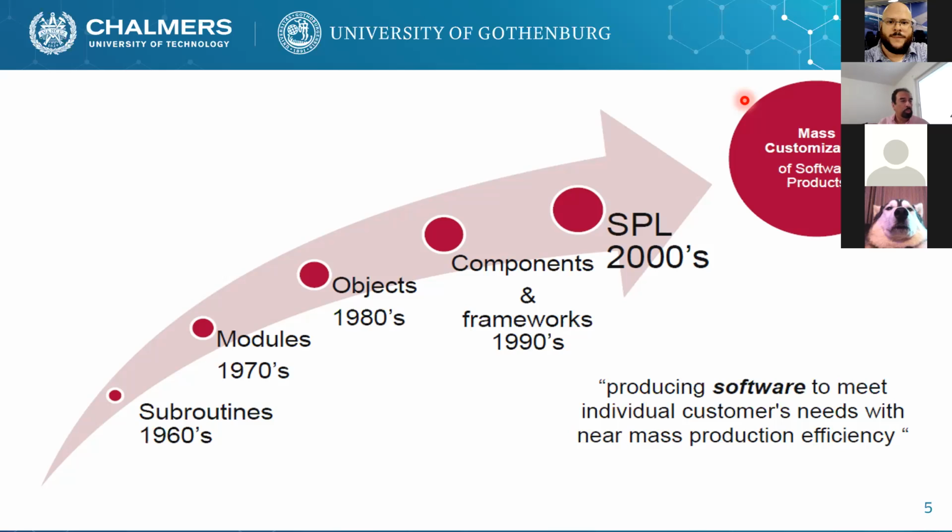From the time of subroutines in the 60s to the time of using modules in the 70s. Then the object-oriented languages started coming in the 80s and we started using objects, and that developed into components and frameworks in the 90s. And we see that as software product lines became more popular in the new century, in the 2000s upward, product lines are really gaining popularity, especially with the advent of cloud computing and the infrastructure development.